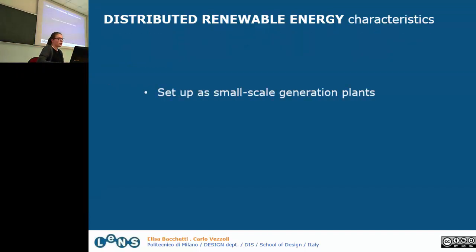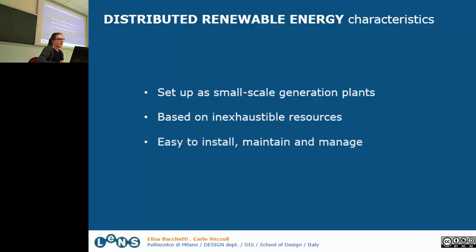So this is what we mean with the distributed renewable energy. They are set up as a small-scale generation plant, and usually who produces is the same person who is going to use the energy. Then they are based on inexhaustible resources, so resources that are renewable, so they can be reproduced every time forever. And they are easy to install, maintain, and manage.